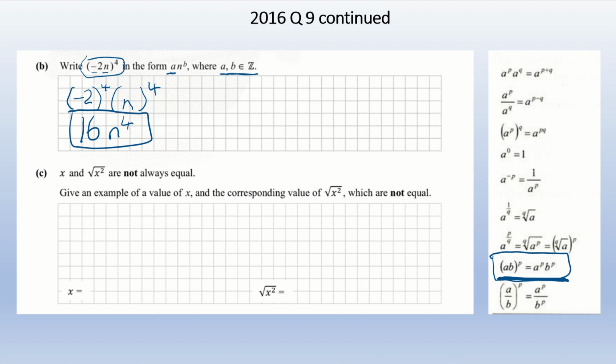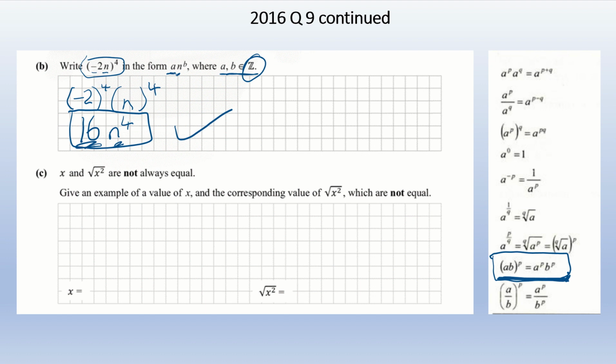So if you look at what you have now, you've written it as a n to the power of b, where your a is 16, your n is just your n, and your b is 4. So you've done that question where a and b are elements of z. Are a and b integers? Are 16 and 4 integers? Of course they are, they're positive whole numbers. If they were negative whole numbers, they would have worked as well, because your z here takes into account your negative whole numbers as well. So just finishing off that question, I'll just make doubly sure, just be 100% about which law of indices you're using there.